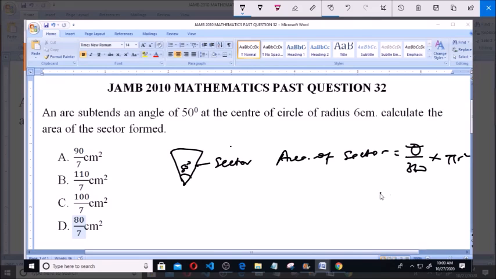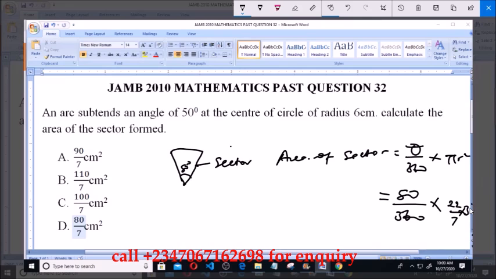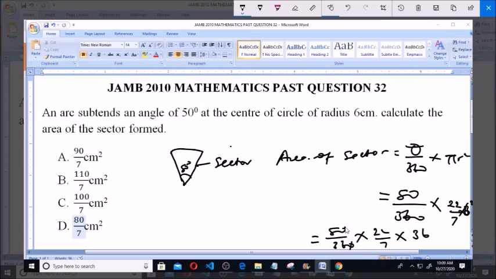So we have, the angle given to us is 50 degrees, over 360, multiplied by 22 over 7, then multiplied by r square, which is 36. That's r square, which is 6 square. So this is equal to 50 over 360 multiplied by 22 over 7 multiplied by 36. Now we cancel the 0 here, so we have 5 left. 36 can cancel this 36.